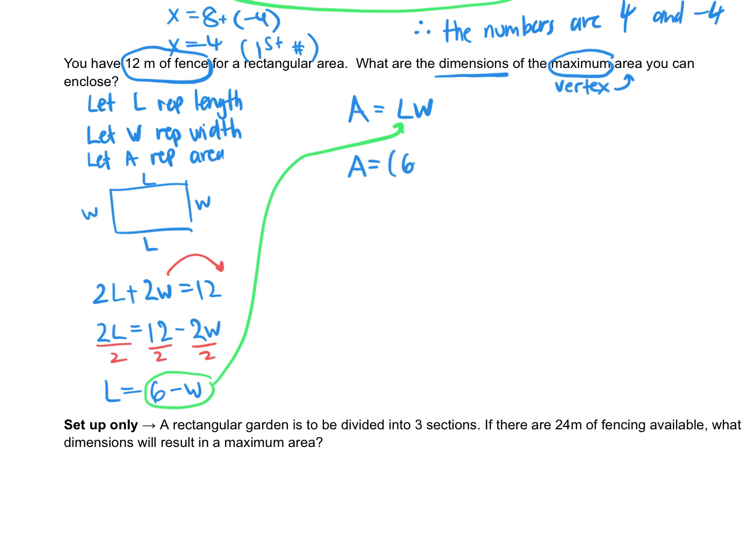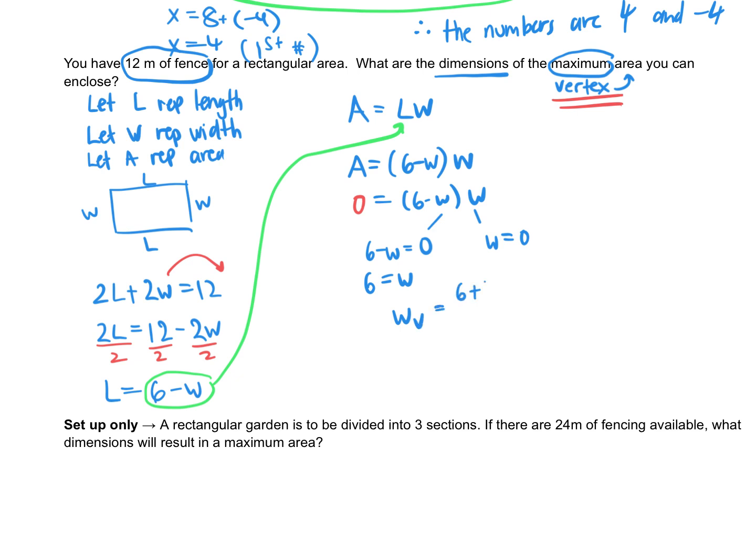Area equals length, so 6 minus W times W. And because our goal is the vertex, I'm going to find my zeros first, which means replace A with 0. And now we can branch out and solve because, lucky us, this was in factored form again. So W is 0, or 6 minus W is 0. I'm going to bring the negative W over so that becomes positive. And now my zeros are 0 and 6. Let's get the middle number. So the width coordinate of the vertex is 6 plus 0 divided by 2, which is 3.